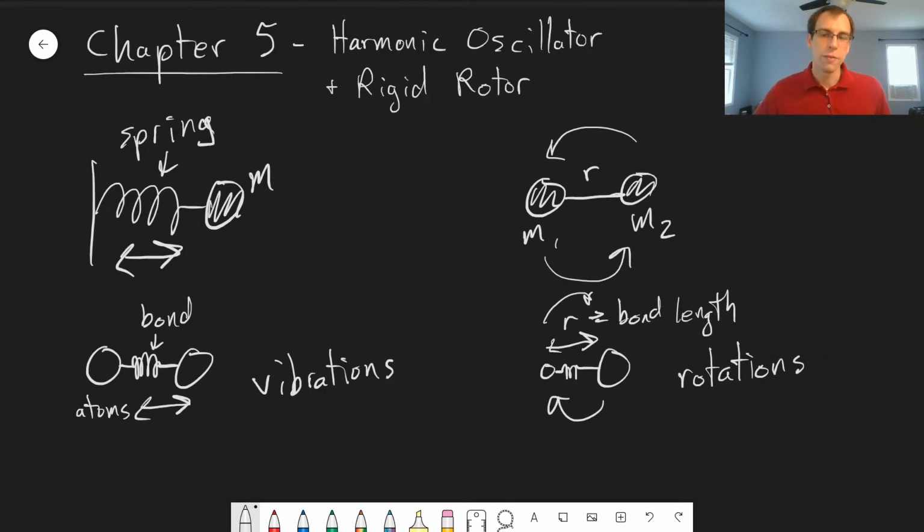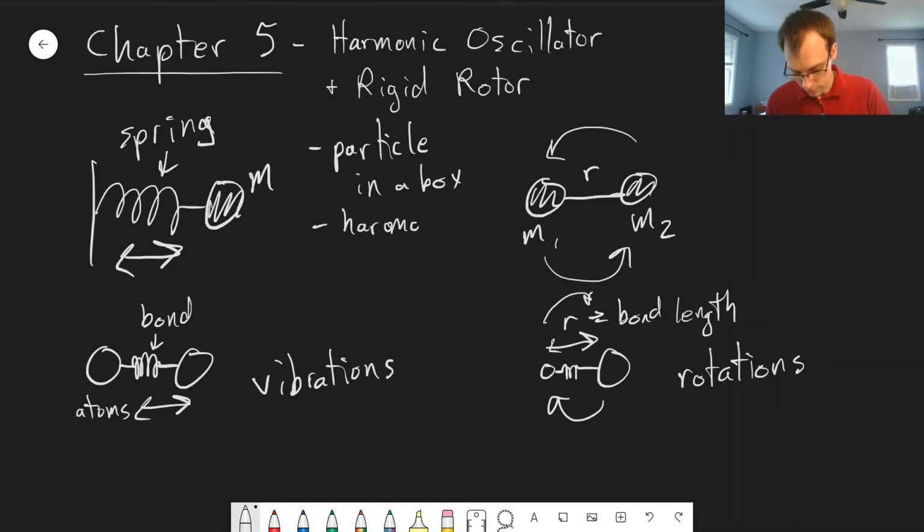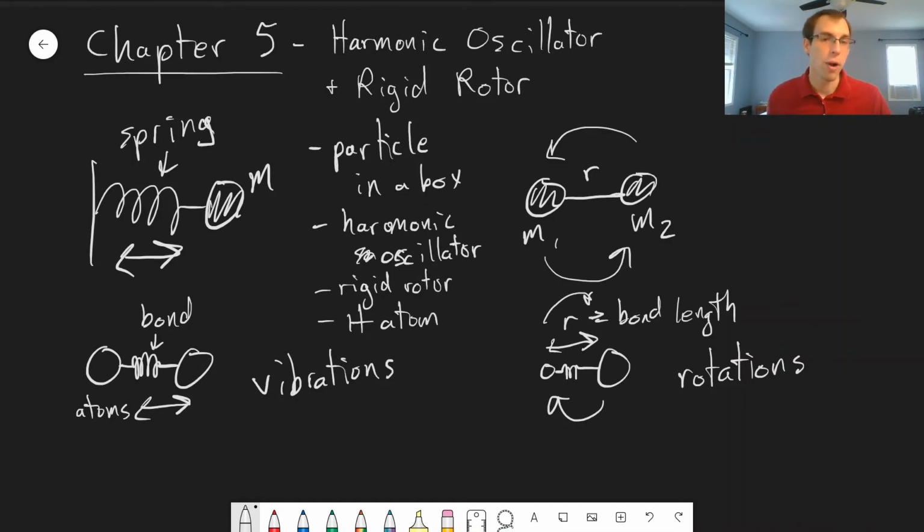So these are two of the systems that we can find exact solutions for in quantum mechanics. Just to list the ones that we've looked at so far: particle in a box is the first one we looked at. Then the harmonic oscillator, rigid rotor, and the hydrogen atom. And anything beyond these systems we have to approximate.